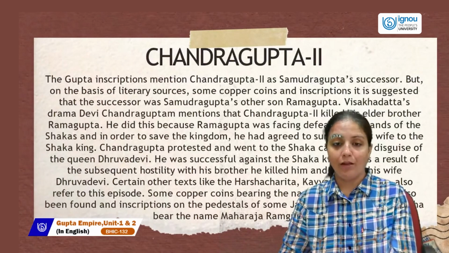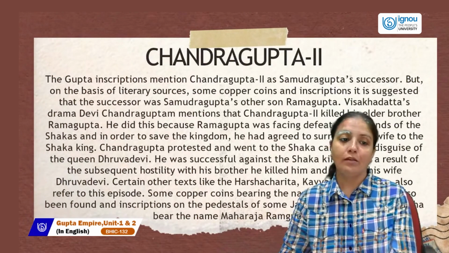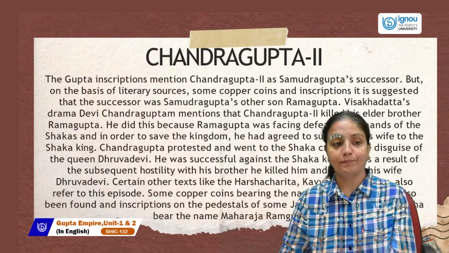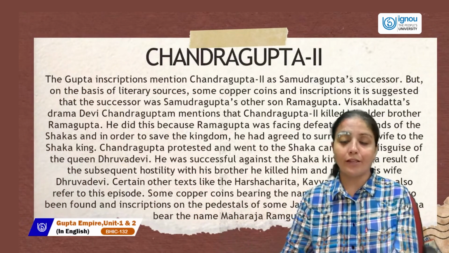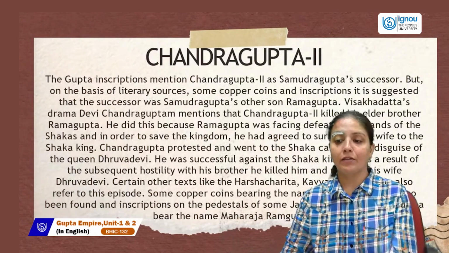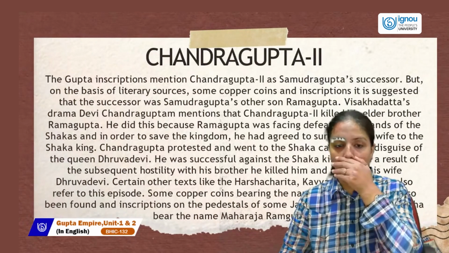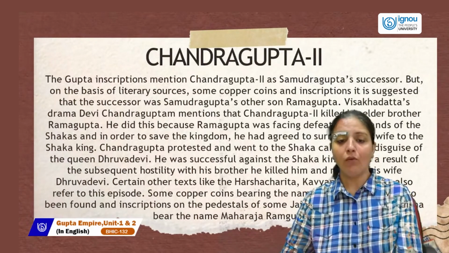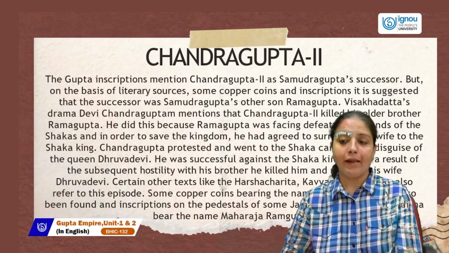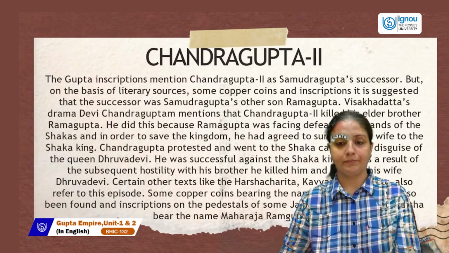Chandragupta protested and went to the Shaka camp in the disguise of Queen Dhruva Devi. He was successful against the Shaka king, but as a result of the subsequent hostility with his brother, he killed him and married his wife Dhruva Devi.